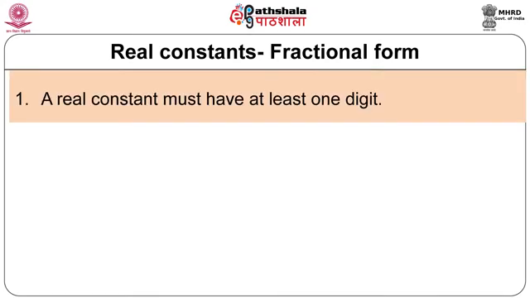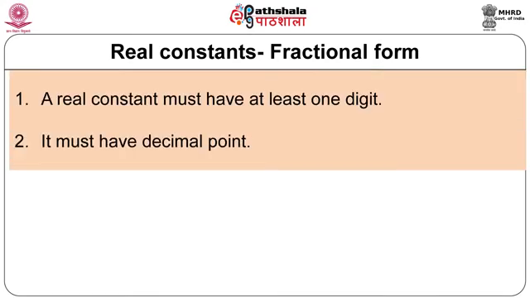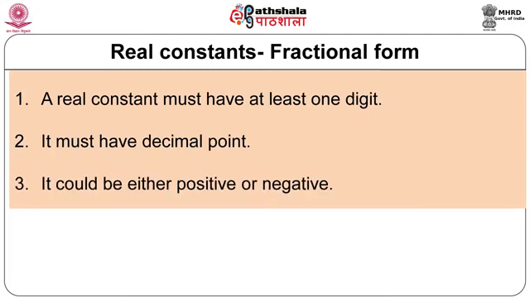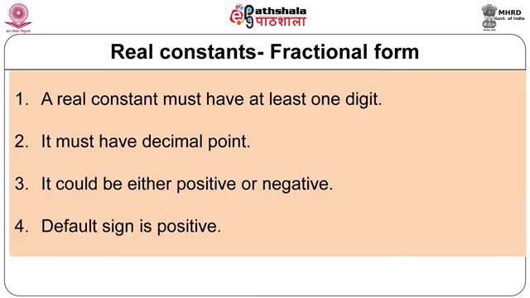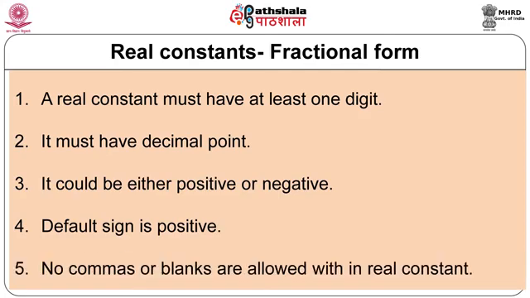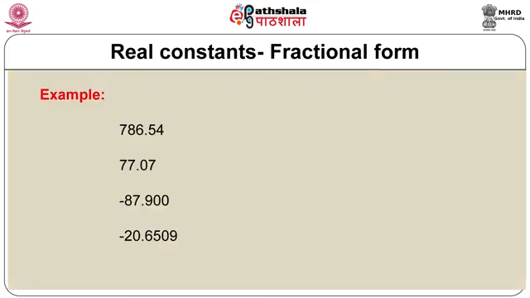Real constant must have at least one digit. Real constant must have a decimal point. The real constant could be either positive or negative. The default sign of a real constant is positive. No commas or blanks are allowed in a real constant. These are the valid examples of real constants in fractional form.